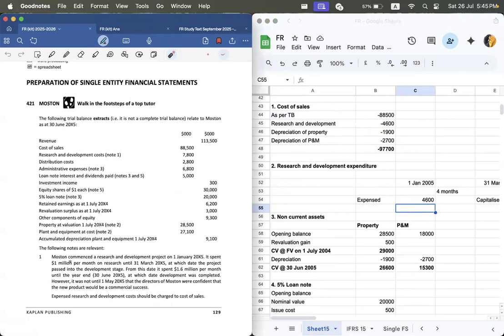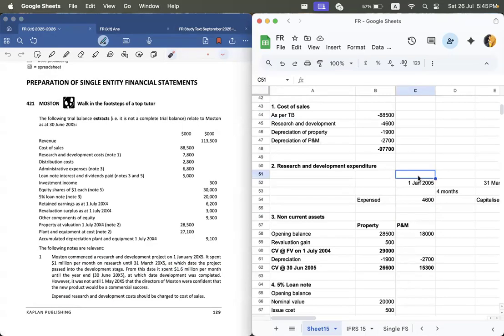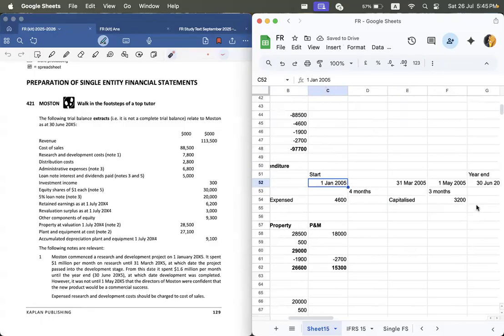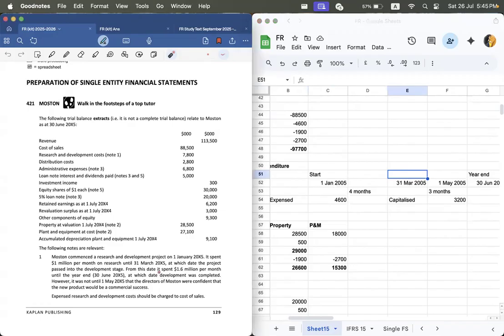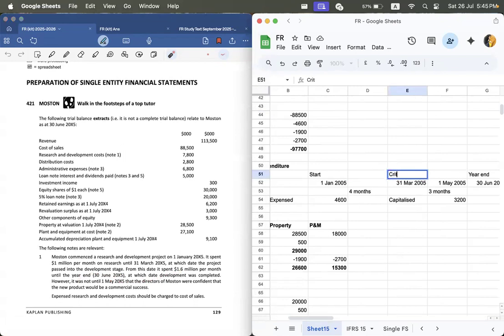So they have told you they have commenced a research project on 1st January 2005. So this is the start date. On 31st March, they have decided that this project could be changed into a development stage. Now remember, it is that they decided, right? But only on 1st May did they know this is going to be a successful one. So the criteria that is met would actually fall under this particular date.